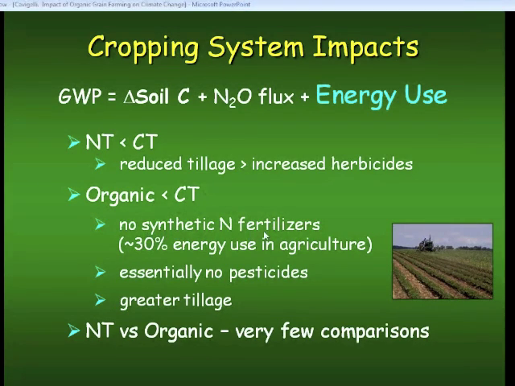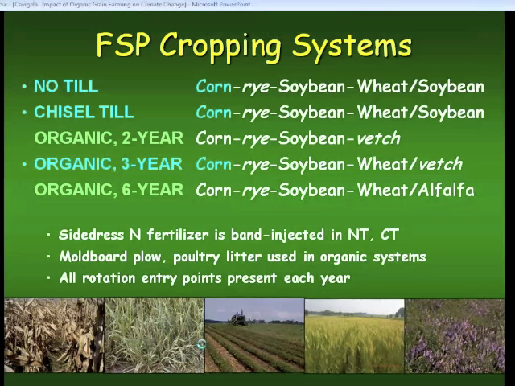in organic, we're not using synthetic nitrogen fertilizers, and on average in the U.S., nitrogen fertilizers represent about 30% of the energy use in agriculture. There's also no pesticides, or essentially no pesticides, especially in field cropping systems such as this. However, there is greater tillage in organic systems contributing to more energy use. In the literature, there's not much information on no-till versus organic in terms of energy use.